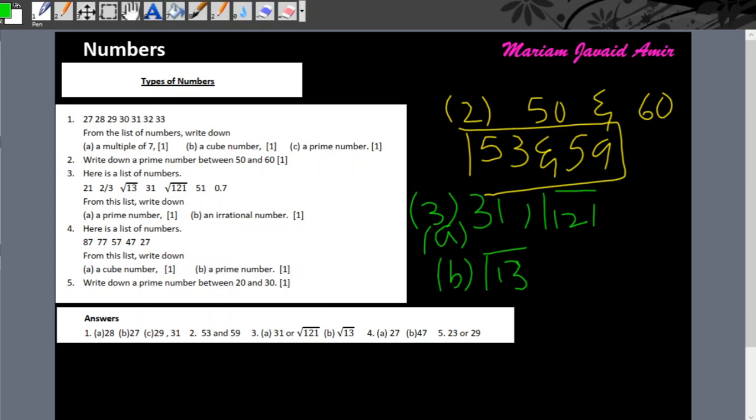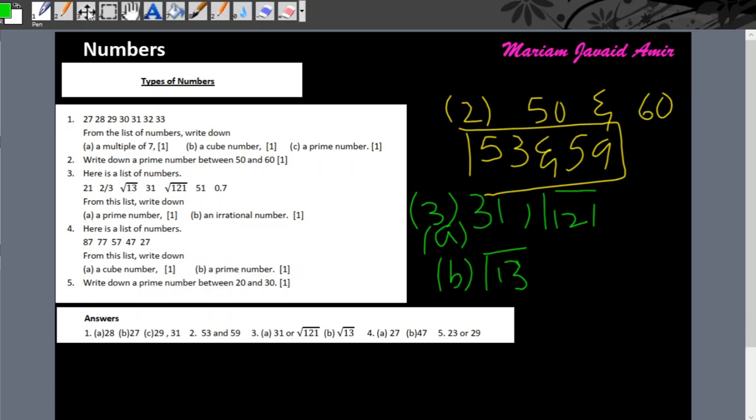So under root 13 is an irrational number. 31 can be written as 31 over 1. Under root 121 can be written as 11 over 1, because under root 121 is 11, and then 11 can be written as a fraction as 11 over 1. Then 51 over 1, and then 0.7 can be written as 7 over 10, where both 7 and 10 are whole numbers. So the only irrational number in the list is under root 13. Okay.